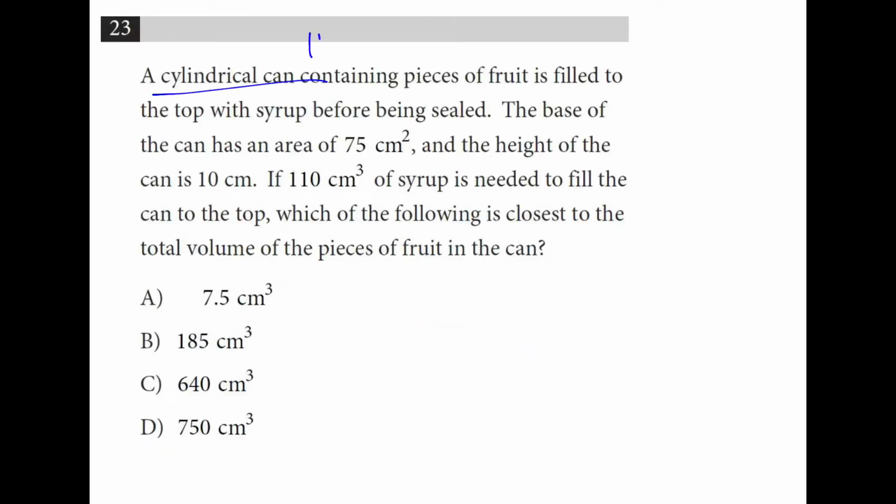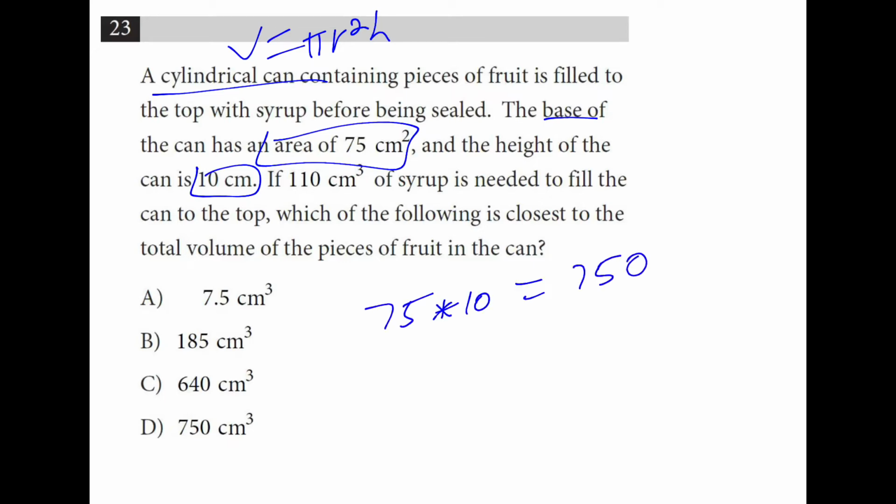Cylindrical can, so that's going to be pi r squared times height for the volume. The base has an area of 75, and the height is 10. So 75 times 10, the volume is going to be 750. We have 110 of syrup, so that leaves 640 for fruit.